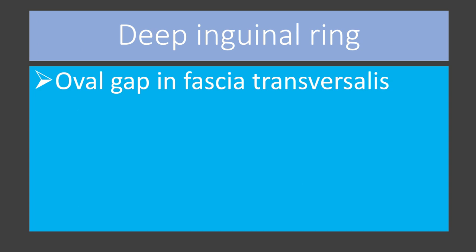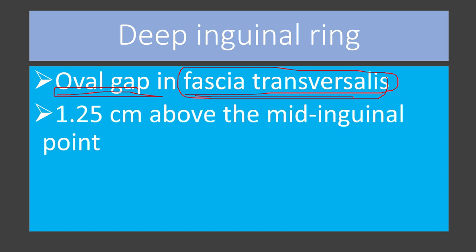This first point is very important: the deep inguinal ring is a ring located in the fascia transversalis, and this fascia transversalis is one of the layers of the anterior abdominal wall, and it is an oval gap. The shape is not that important, but the location of the deep inguinal ring is very important. It is located in the fascia transversalis.